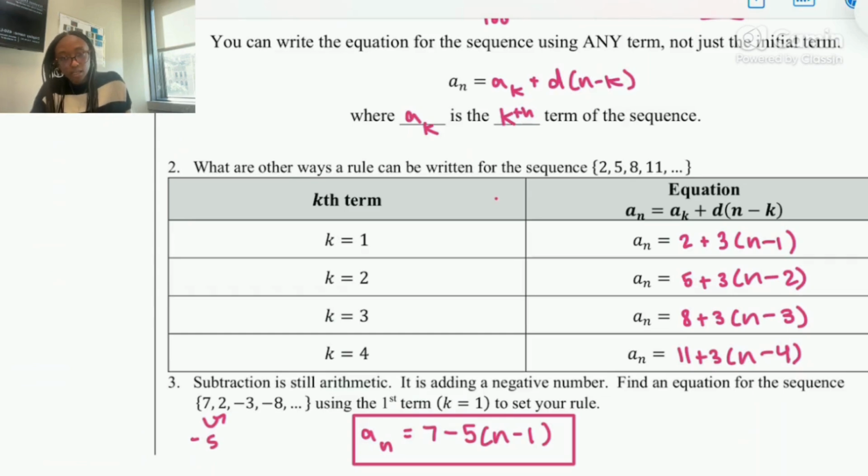Using your equation, 8 plus 3, the difference, times n minus the third term. Then finally, k equals 4. We go to our fourth term, which is 11. a of n equals 11, our fourth term, plus 3, our difference, times n minus 4.